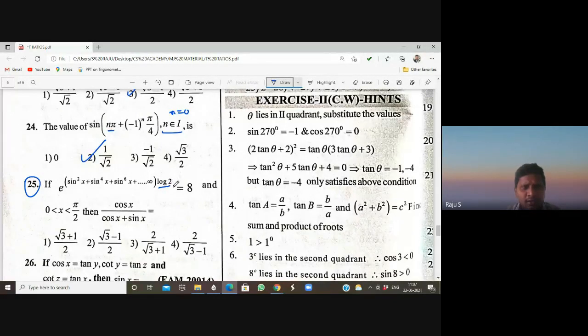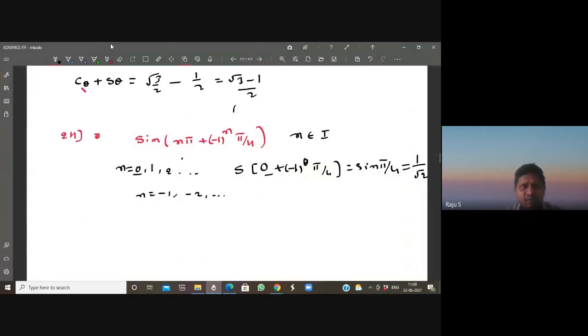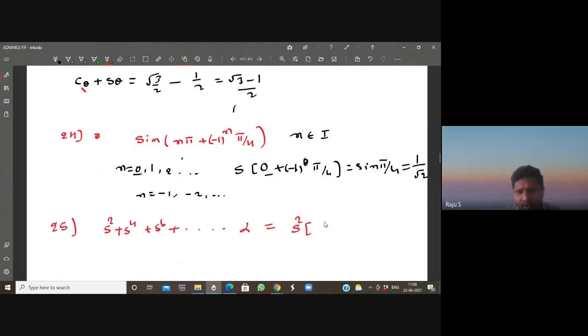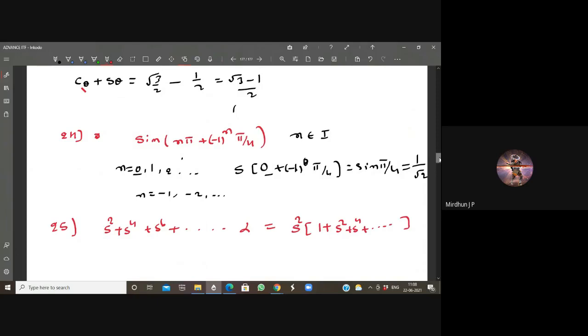Okay, it's again first find sin square plus sin power 4 plus sin power 6. It is an infinite series. First you have to find the value of sin square plus sin power 4 plus sin power 6 plus so on. It is an infinite series. Okay, what is common here, students? What is common? Sin square is common. The remaining is 1 plus sin square plus sin power 4. They are in GP, and find the value, no, sir.